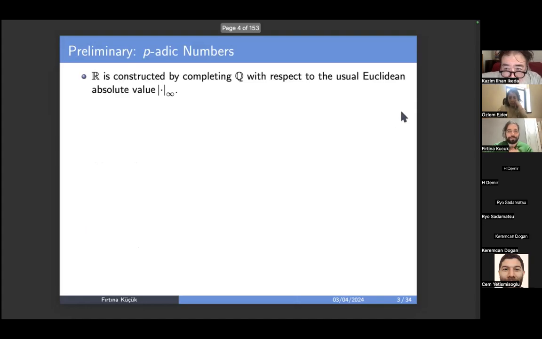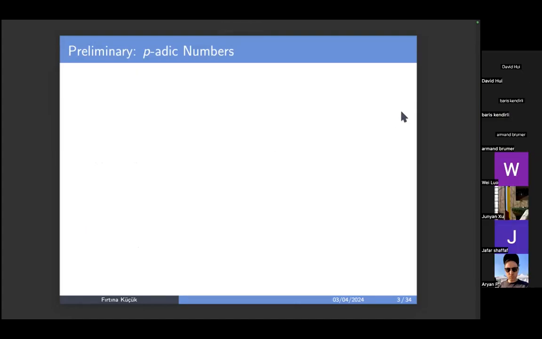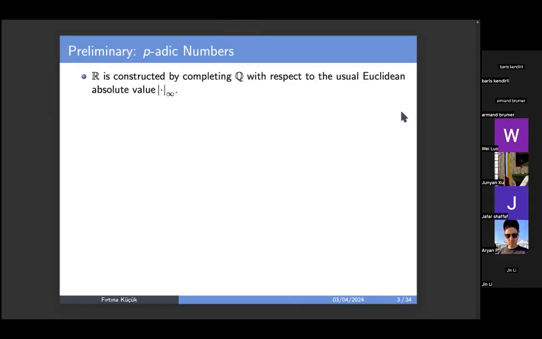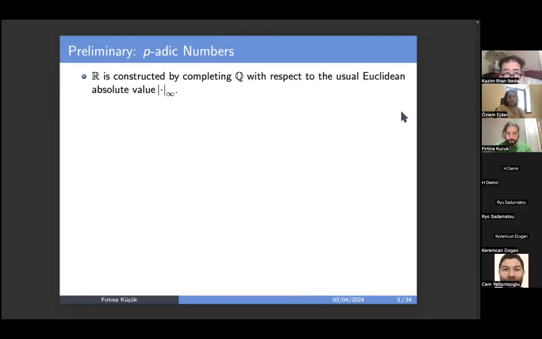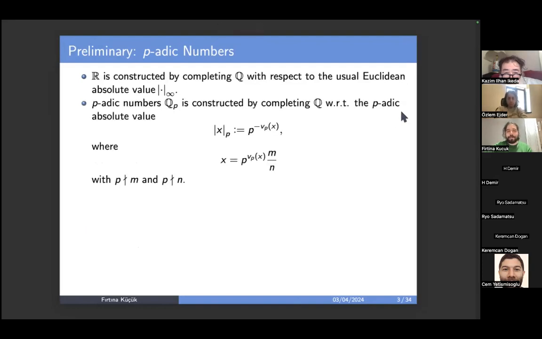First of all, let me start with the p-adic numbers for introduction. We all know that the real numbers are constructed by completing the rational numbers with respect to the usual Euclidean absolute value. There are other absolute values as well. p-adic numbers are constructed by completing Q with respect to the p-adic absolute value, which is defined as follows. This v_p(x) is called the p-adic valuation of x, and it is uniquely determined by this property. If we complete Q with respect to this absolute value, we get p-adic numbers.